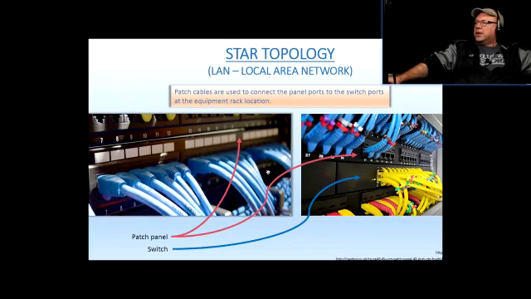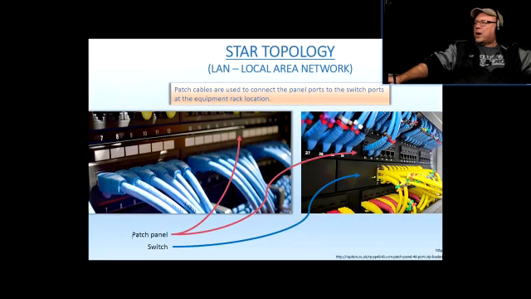So that's basically the idea of that. That's the modern type of network installation as far as the wiring structure goes. Okay, so what do they write here? Star topology LAN, local area network. Patch cables are used to connect the panel ports to switch ports at their equipment rack location.